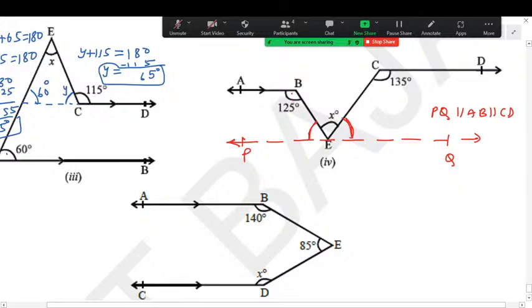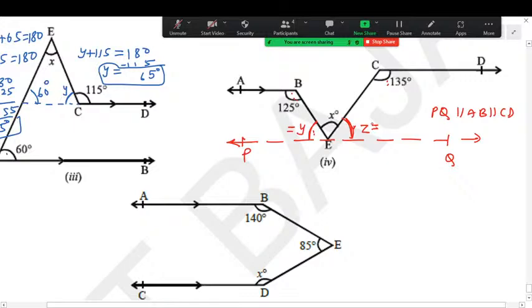They are forming co-interior or allied angles. Can you tell me the value of this? Let's say I'm calling it Y and I'm calling it Z. Can you tell me the value of Y and Z? I want an answer from your side. It's so easy to answer. You just have to see.